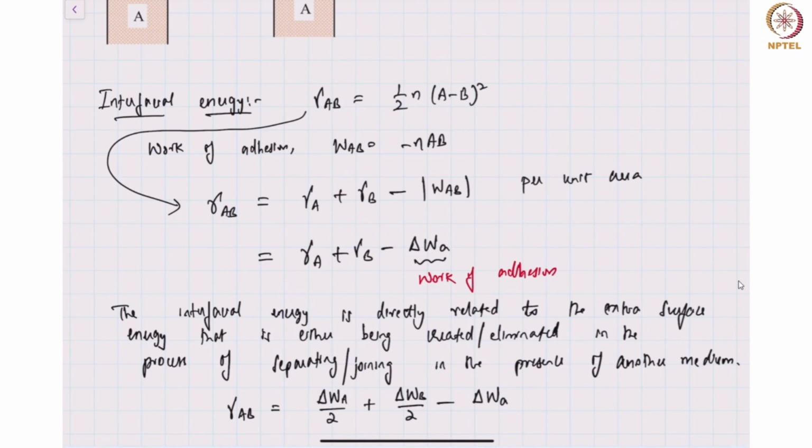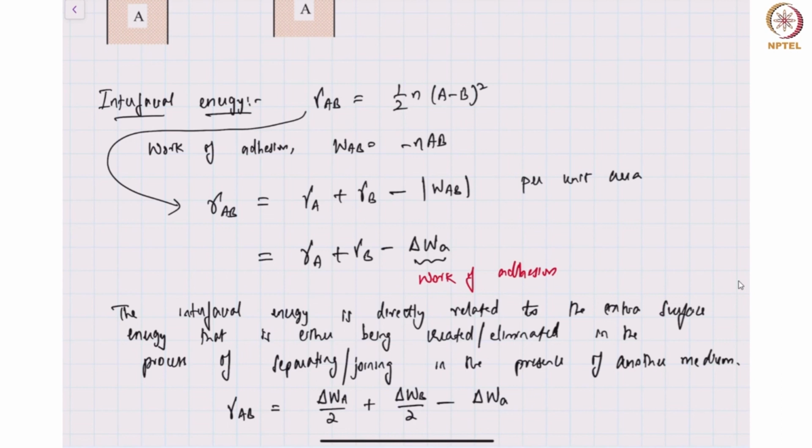tension. Okay. But I want to also look at another very important aspect, which is the mechanistic view of surface tension and interfacial energy. We'll look at surface tension. The same ideas carry over to interfacial energy or interfacial tension as well.